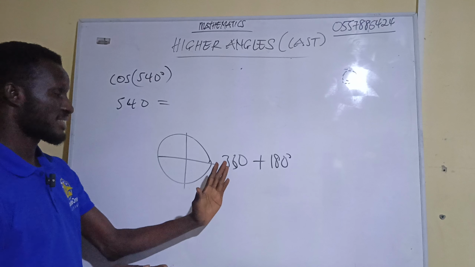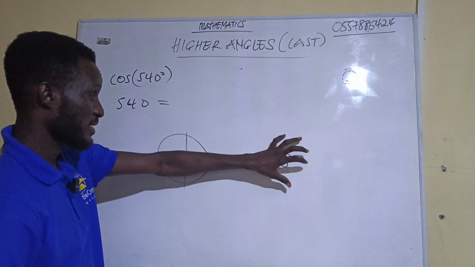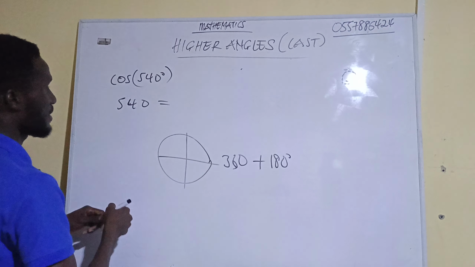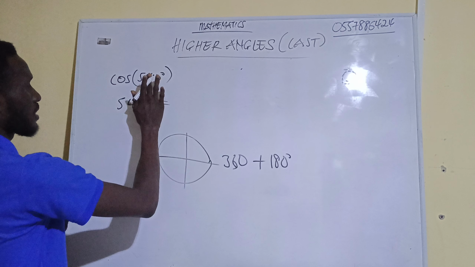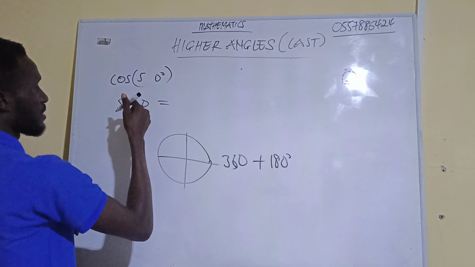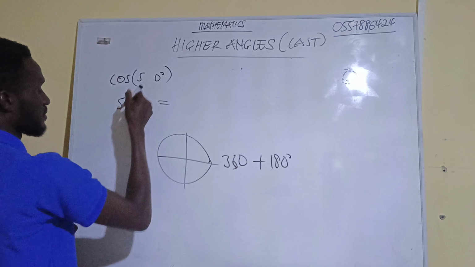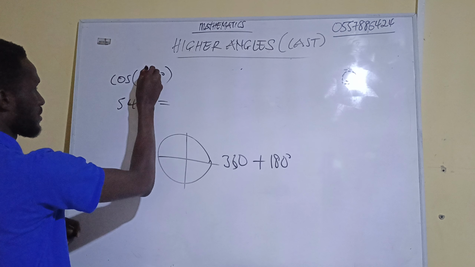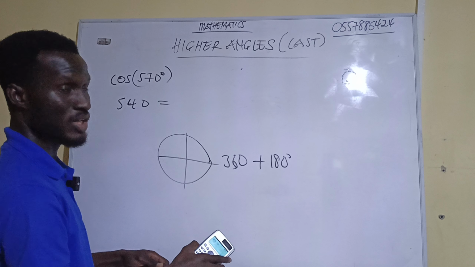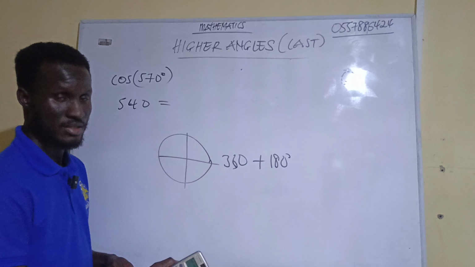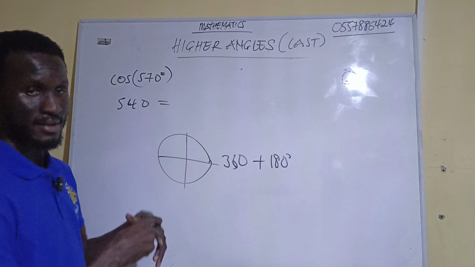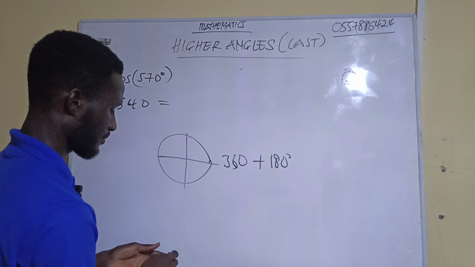Now I'm going to talk about 180 separate, because 180 is not a special angle. So let me change this one to 570. I'll talk about 180 degrees. We call them quadrantal angles. I'll talk about it in the subsequent videos.